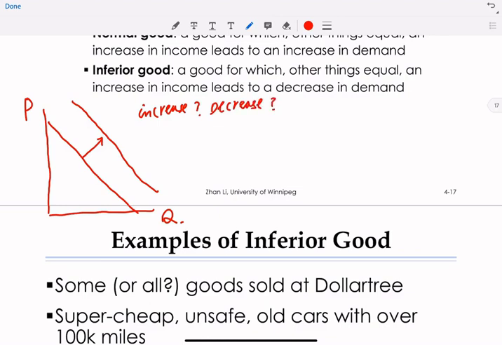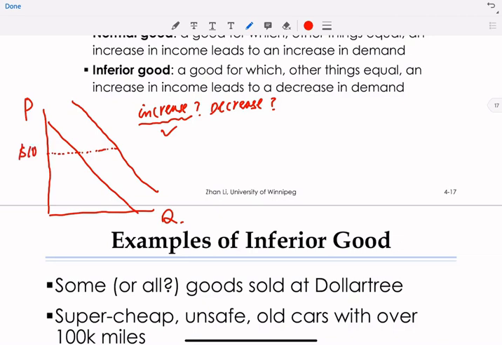Well, the answer is, if you shift your demand curve to the right, then you're increasing your demand. Why is this the case? If you know this, it's actually very easy to understand. But if you don't know this, let me explain this to you. You could draw a dashed line like this, right? So let's say this is $10. So the price is $10.